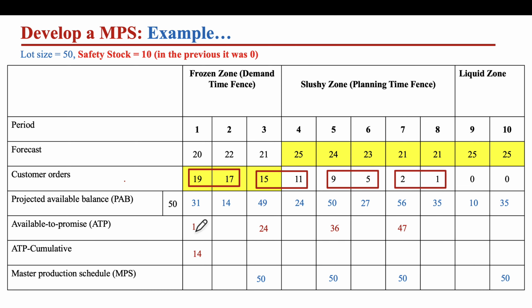ATP cumulative will be 14. 14 plus 24 is equal to 38. 38 plus 36 will be 74. 74 plus 47 will be 121. Whenever we have all these three things, which means we have MPS, we know about the production schedule, we have ATP, we have projected available balance, it means our MPS is ready.